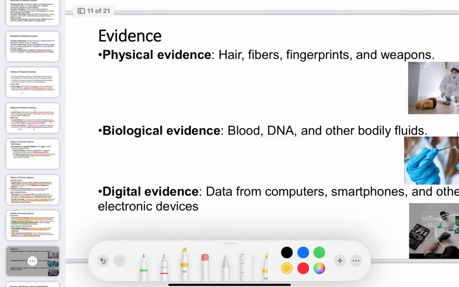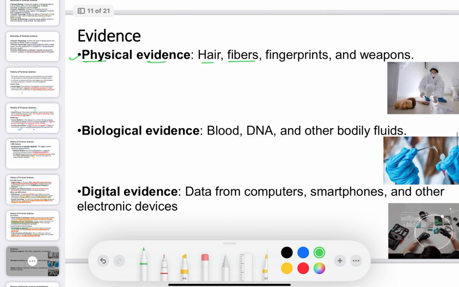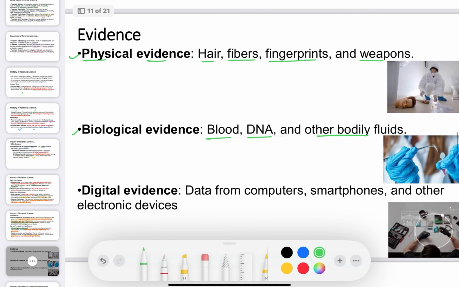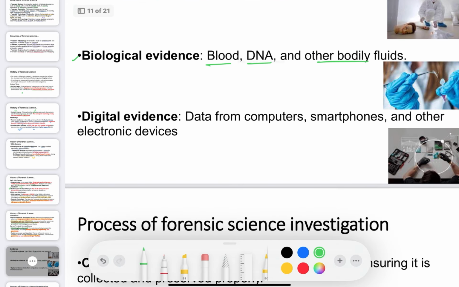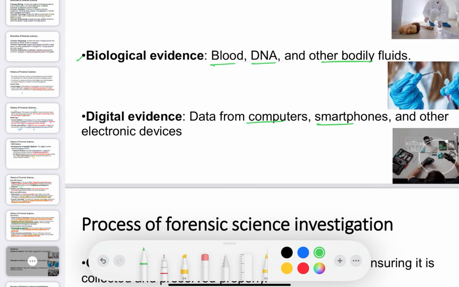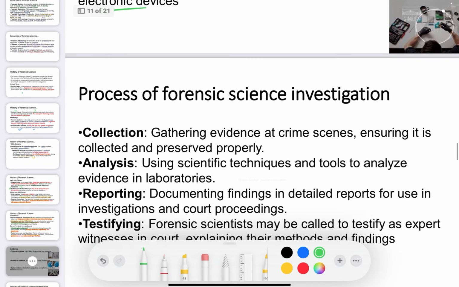Now comes the types of evidence. First one is physical evidence. Physical evidence can be hair, fibers, fingerprints, weapons. Biological evidence can be blood, DNA, and other body fluids. Digital evidence is data from computers, smartphones, and other electronic devices.